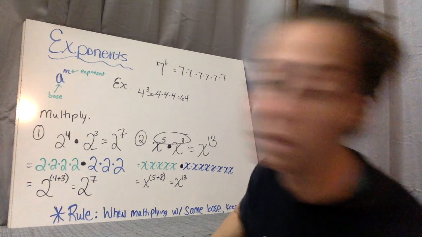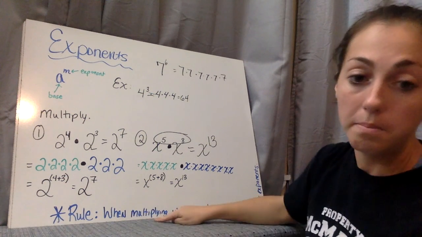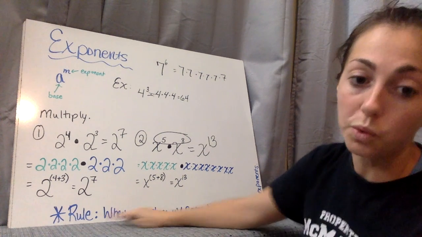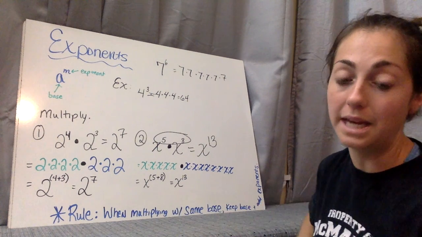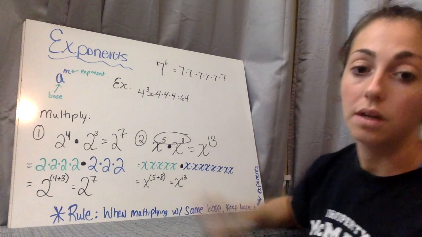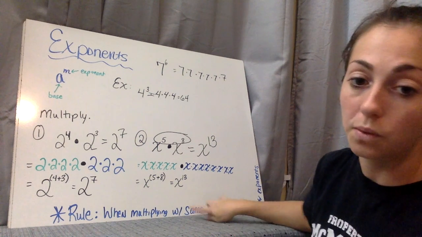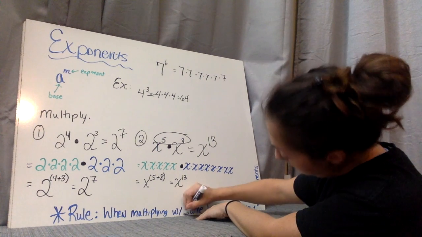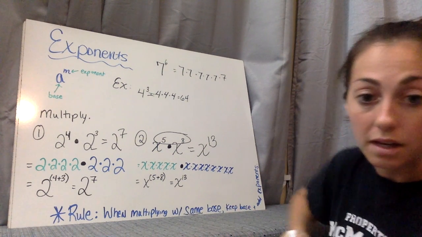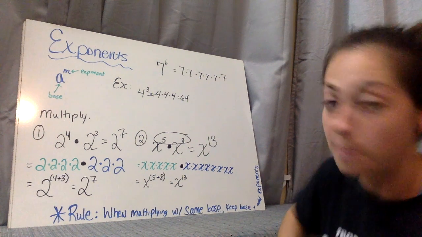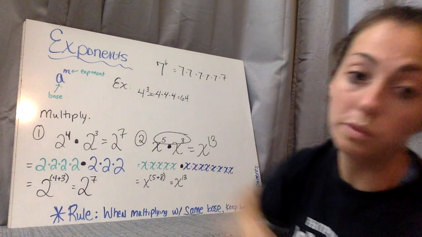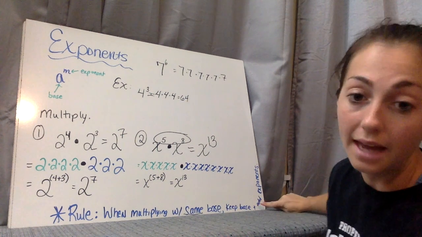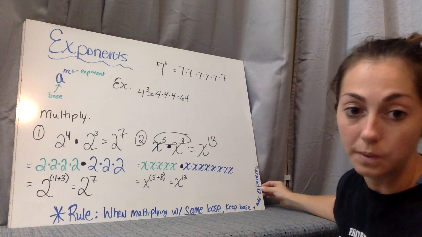Adding them. So here's my rule. When multiplying with, that w slash means with, I'm sure you knew that. So the rule, when multiplying with the same base, notice the base is 2, and notice the base is x. So they have the same base. I don't really have much room to underline that same, but make sure that it's the same base. Base, remember, is whatever that is. The 2 is the base and the x is the base. You must keep the base the same, and it says add exponents.